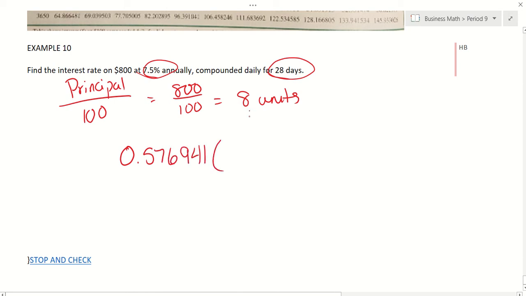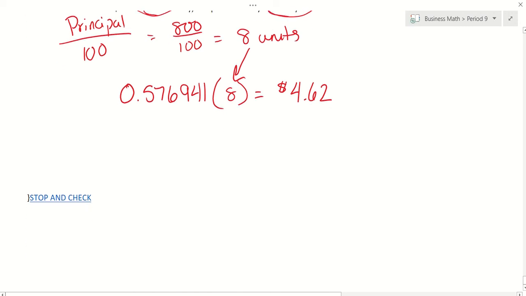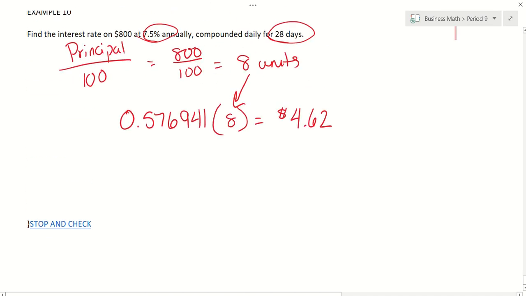What do you do with that? You multiply it by these units. What does that give you? $4.62. Pretty simple for that question and all of these questions. Just remember, always take principal, divide by 100 to get your units, use your table, and multiply by your units. Okay, go ahead, click on that stop and check, complete it. When you're done, you are done with this lesson, and you may start the homework.